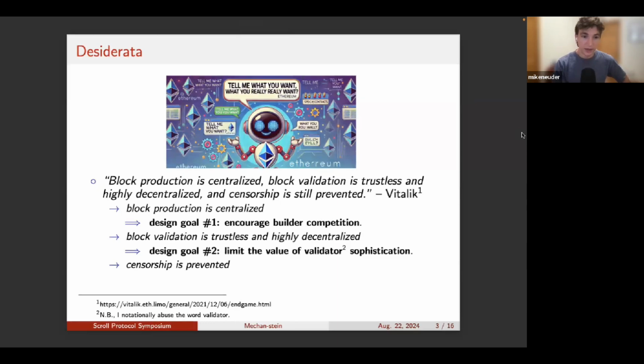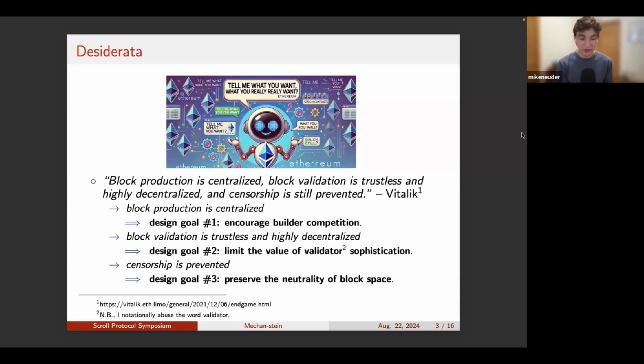Censorship is prevented. To me, this is actually the most straightforward one. If we don't have censorship resistance, if we don't have credibly neutral block space, then the whole crypto experiment, I think, has failed largely. It's more fintech than anything else. So the term here is preserving the neutrality of block space. There's a few different definitions of neutrality. I like to think of it mainly as transaction inclusion neutrality.